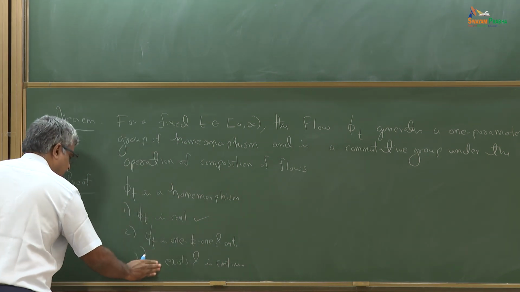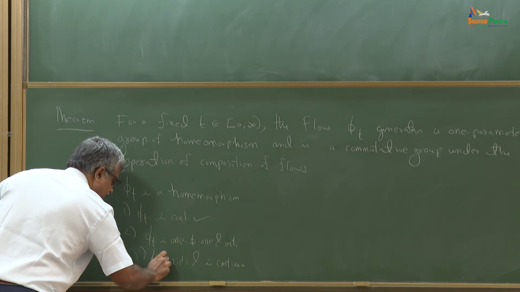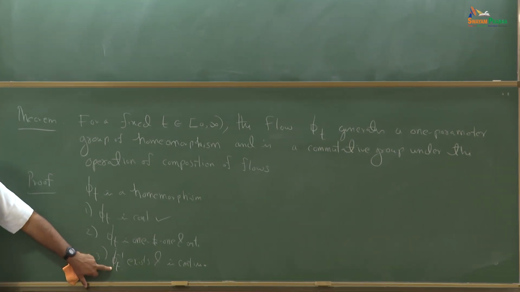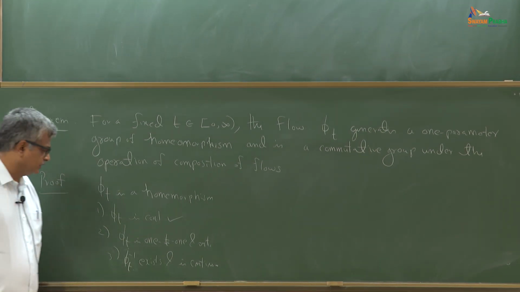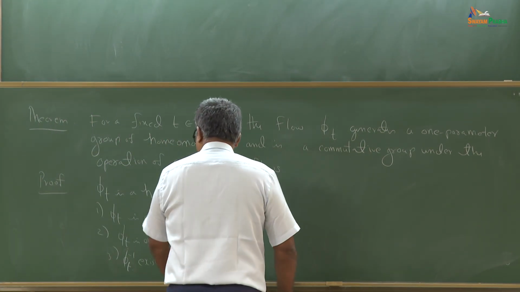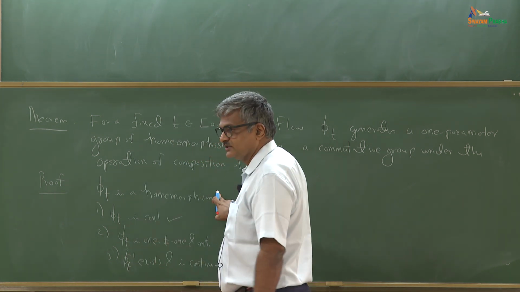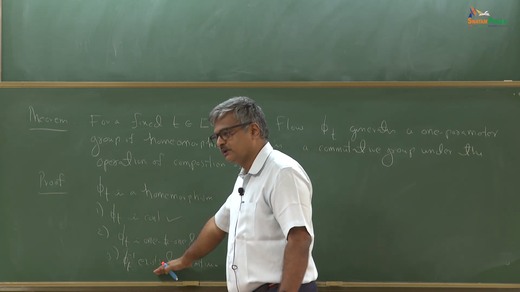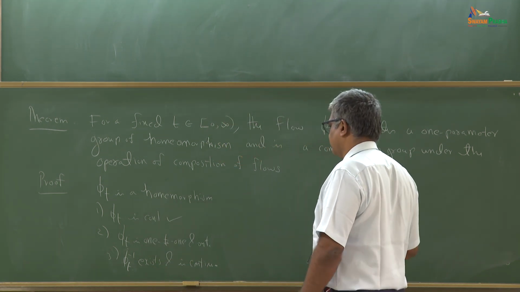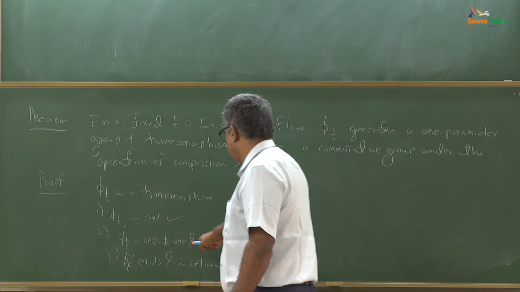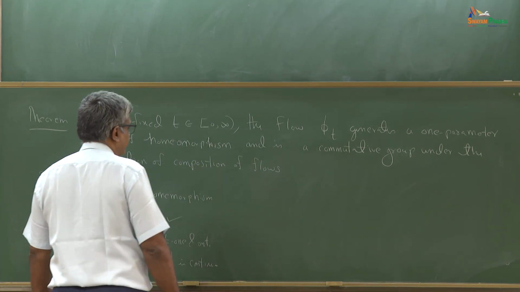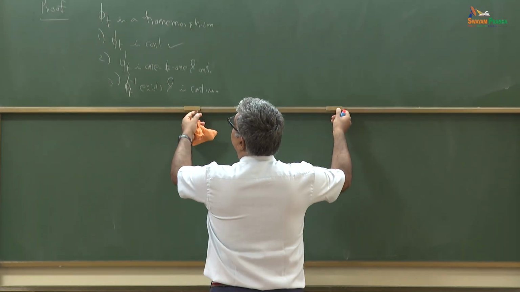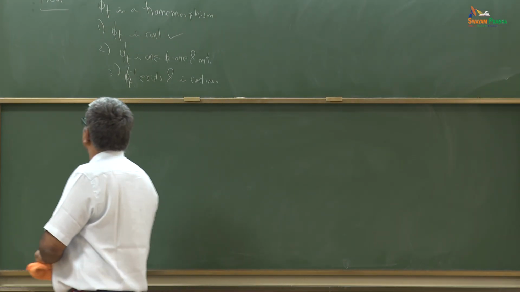We'll write down what this phi t inverse is, and we show that it is continuous. If you show all this, it means that it is a homeomorphism, because I have a bijection and both the forward map and the inverse map are continuous. So let me show at least this 1 to 1 and onto. I'm not going to do the full proof because of the time limitation.